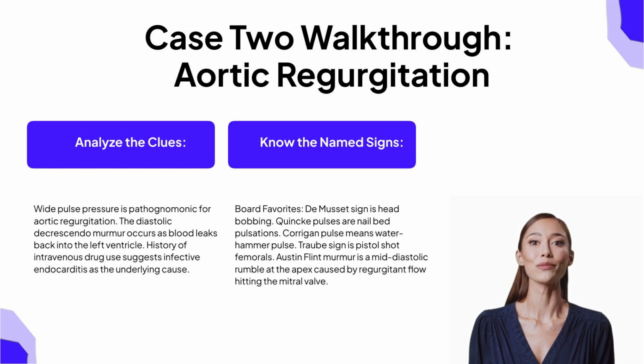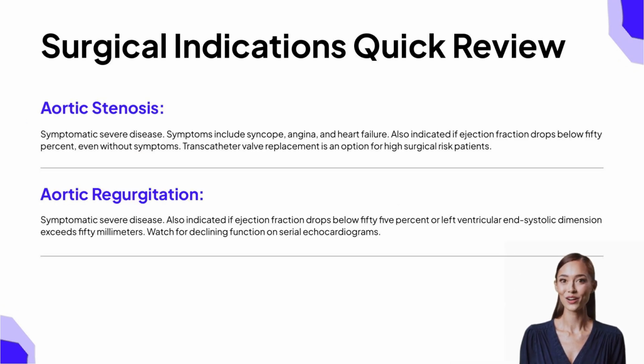And the Austin Flint murmur is a mid-diastolic rumble at the apex caused by the regurgitant jet hitting the anterior mitral leaflet. The correct answer in this case would be whichever of these findings is listed among the options. Review your First Aid for the complete list. Surgical indications are extremely high yield. Let me give you the framework.